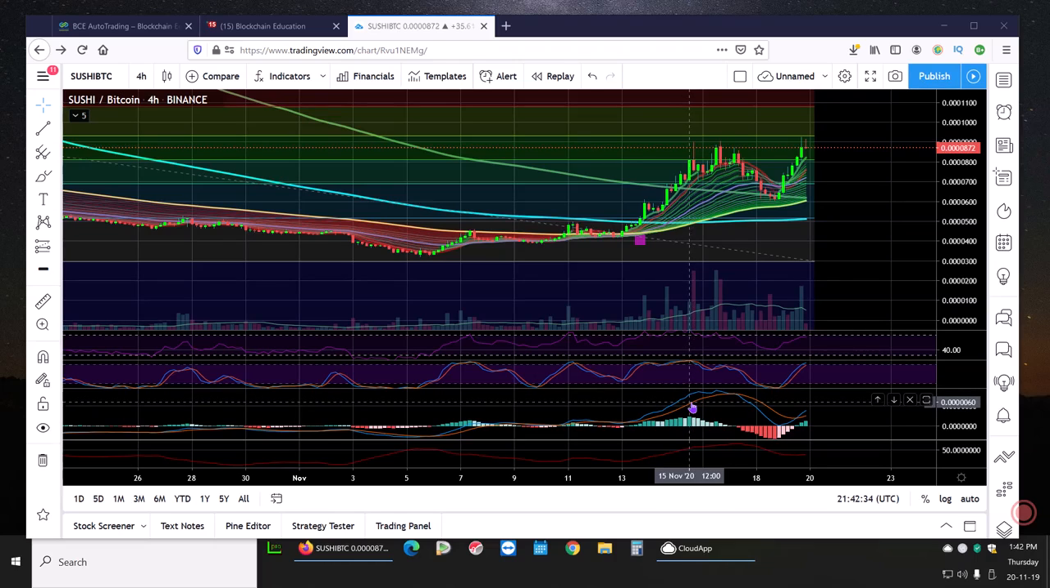The EMA 26 is purple and the EMA 12 is pink. The MACD line is blue and the signal line is orange, kind of a burnt orange, I would say. But anyway, if you want to get specific.